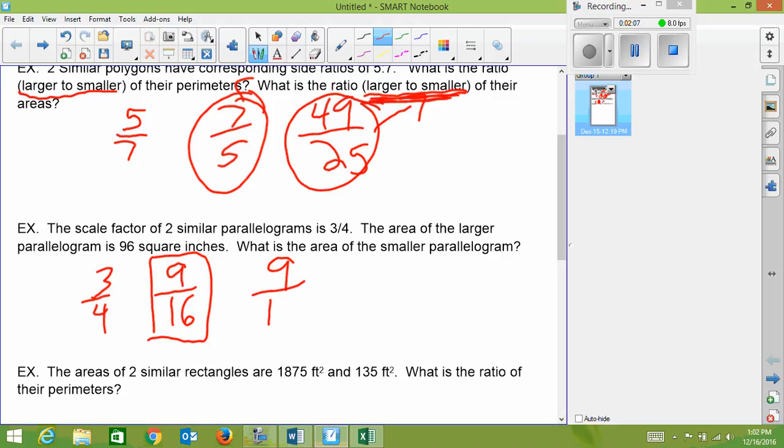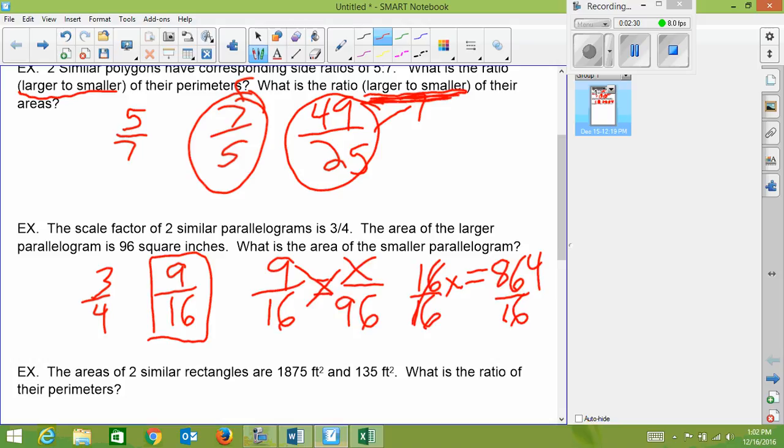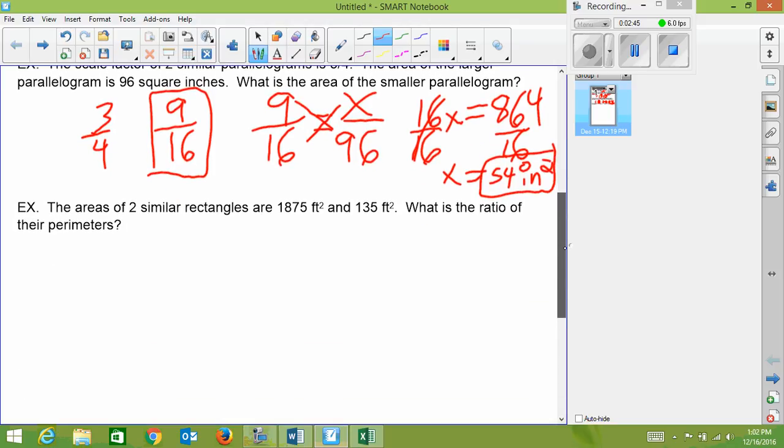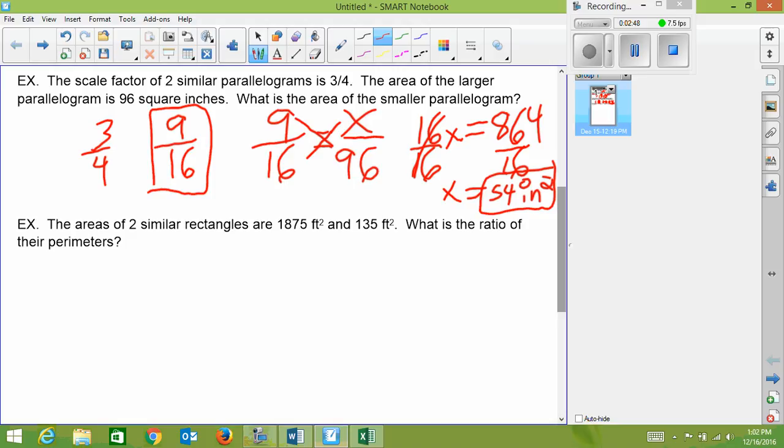So I'm going to set up a proportion to do this. So if my scale factor is 9 to 16, and I know that the larger parallelogram has an area of 96, I can just put an x in here and figure out what I need. So 16x equals 96 times 9 is 864, and then I just go ahead and divide by 16. So my x is 54, and because it's area, it'll be 54 square inches. So again, using the idea of the scale factor and what happens to it when you have the area, I can go ahead and solve that.